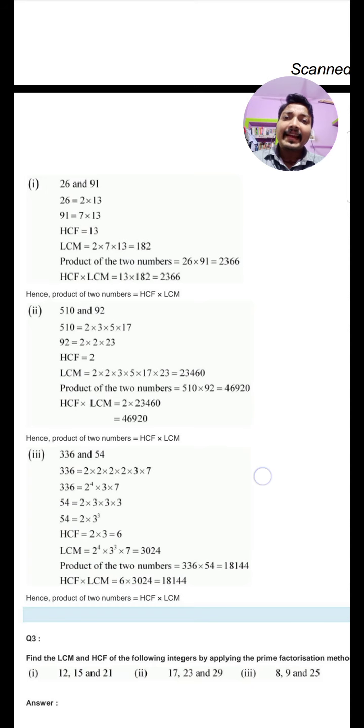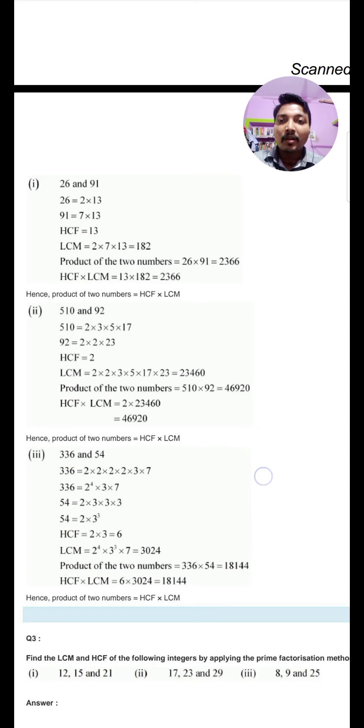Then the second thing, actually two things were asked. First, we have to find the LCM and HCF by using the fundamental theorem of arithmetic. Then we have to check whether the product of the LCM and HCF is the same as the product of the two numbers or not. So let's check the second one. HCF I got 13 and LCM I got as 182.